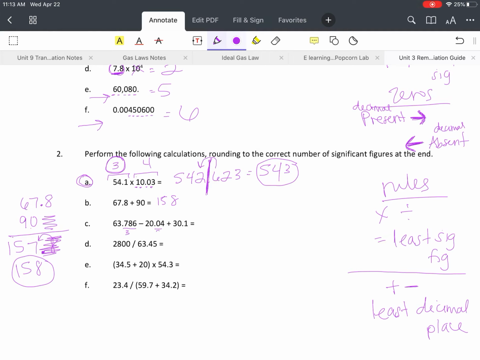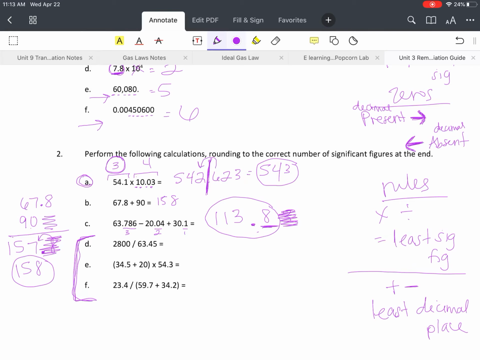All right, so C, this has 3 places, this has 2 places, 1 place, so that means my answer can only have 1 place. So when I type it in my calculator, 63.786 plus 20.04 plus 30.01, I get 113.8. The next number is a 3, but I can't have that number. I have to stop at the 8 right here. So this is my answer, 113.8.